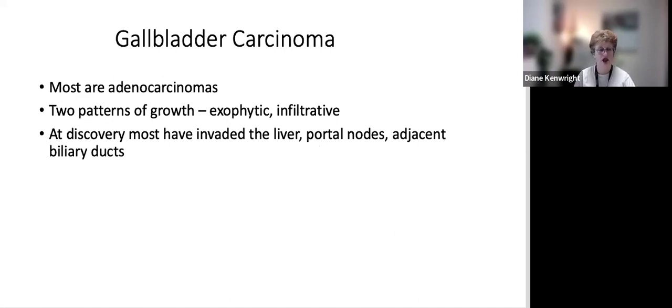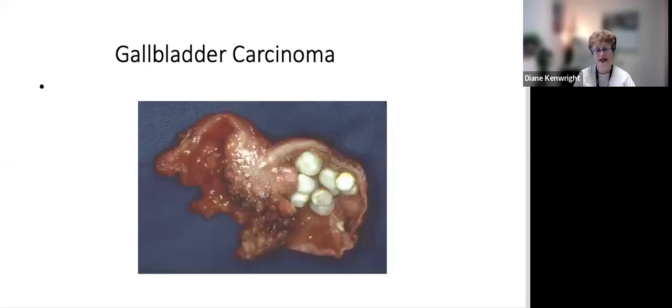Let's have a look at some pictures. This is an exophytic gallbladder cancer. So here I've got some stones, some cholesterol stones, and here's the gallbladder cancer. This is why when people have ultrasounds and they find polyps in the gallbladder, people get a bit excited and take the gallbladder out because they want to make sure that it is not a dysplastic polyp that might progress to a gallbladder cancer, or might actually be a gallbladder cancer.